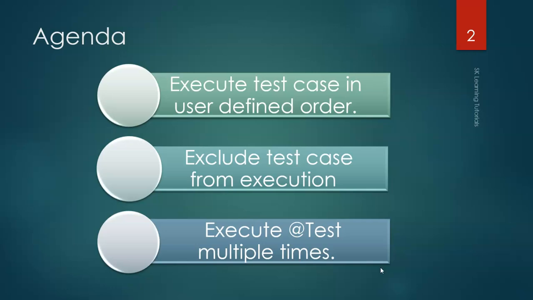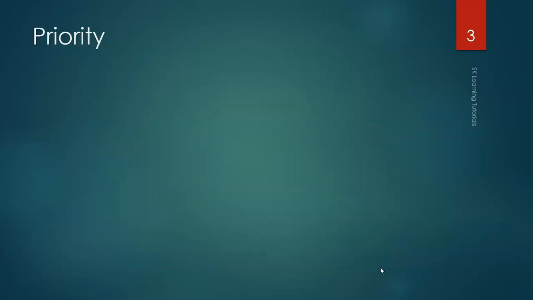So let's get started with the first agenda and see how we can execute test cases in a user-defined execution order. Let's take an example. We have written 4 test cases, and when we execute all 4 test cases, they would be executed as per the default order of execution. By default, TestNG executes the test cases in their alphabetical order. So when the sequence of the default test case execution does not match the sequence you want, then you can use the priority attribute to set the sequence of test case execution.